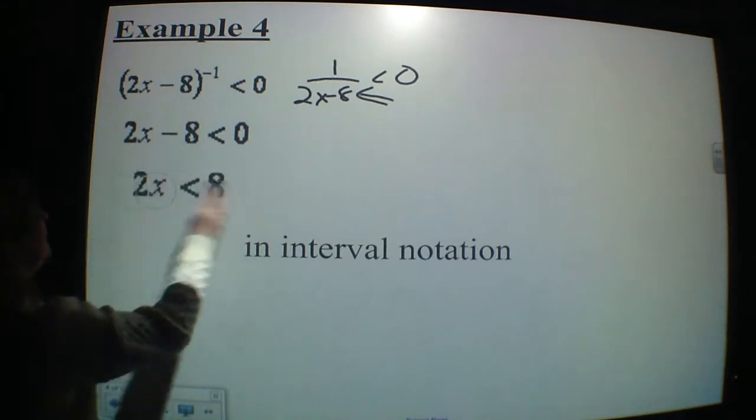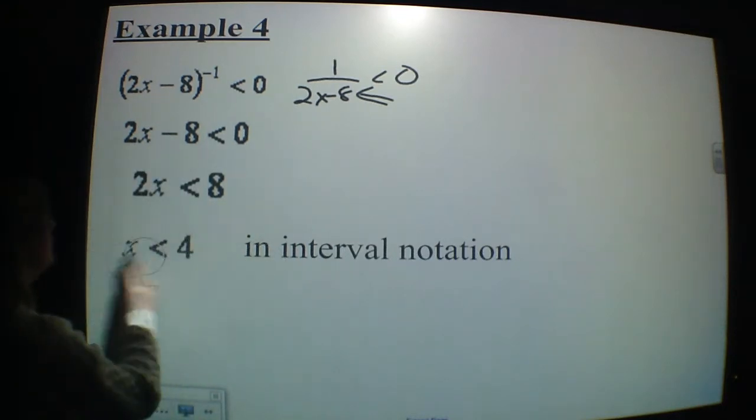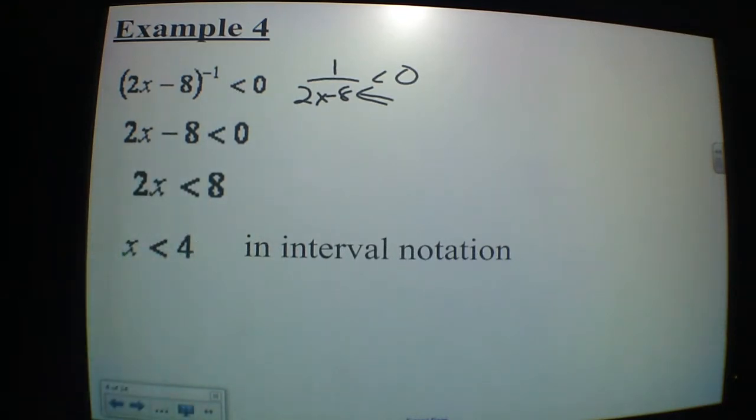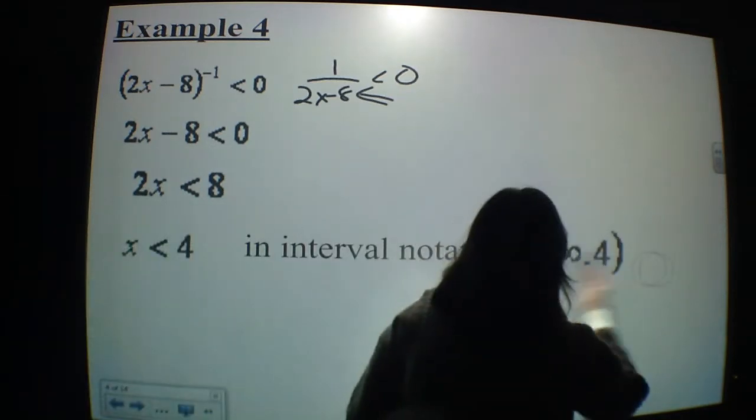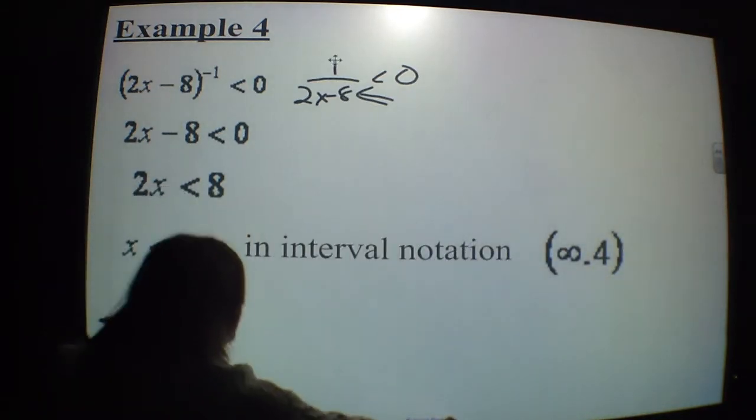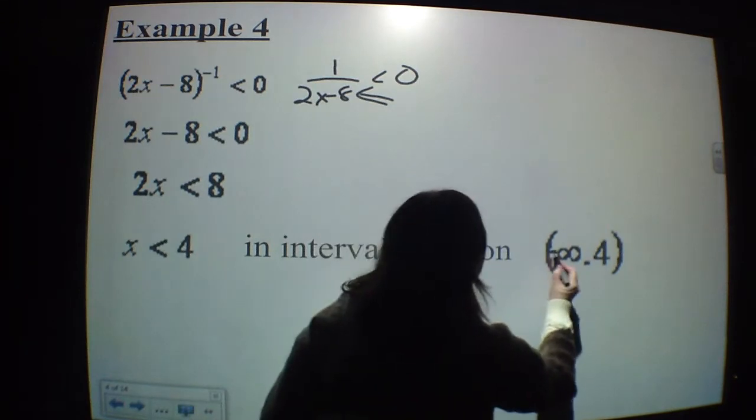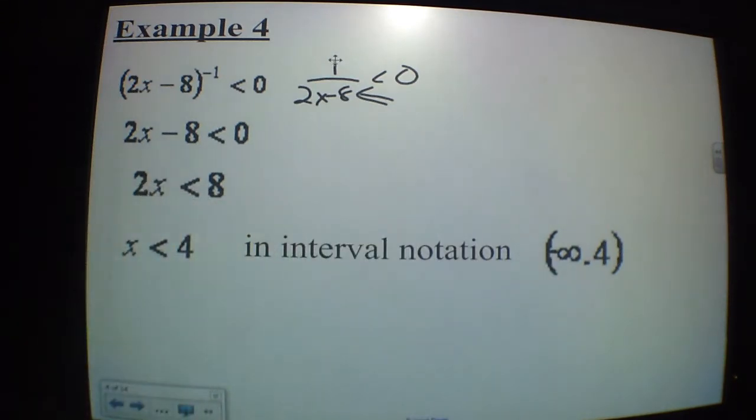Add 8 to each side. Divide by 2. X is less than 4. Interval notation, negative infinity to 4.